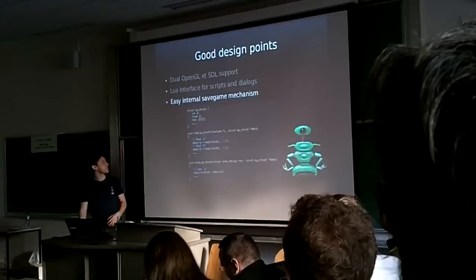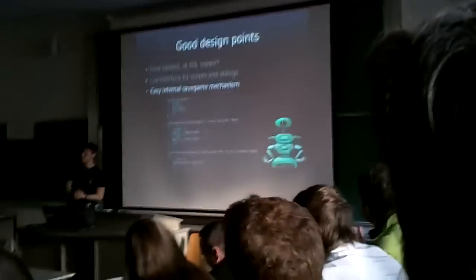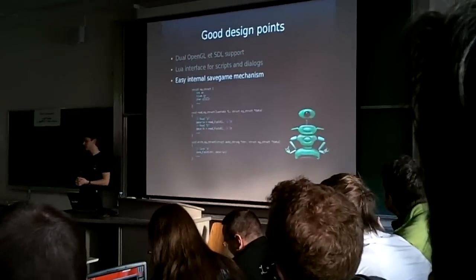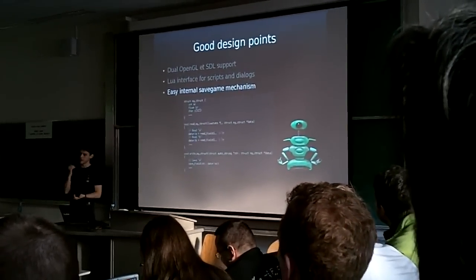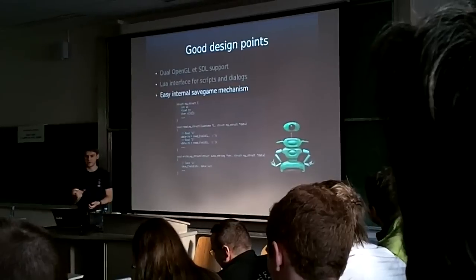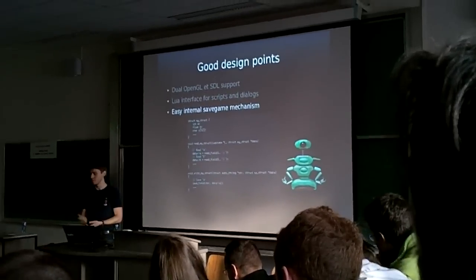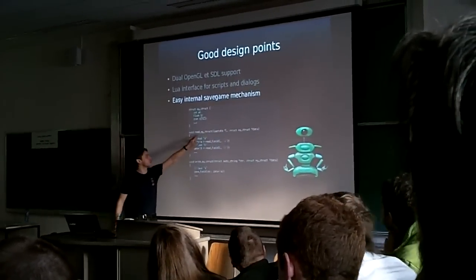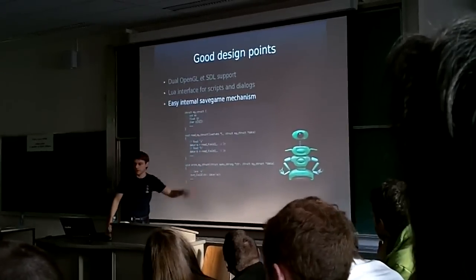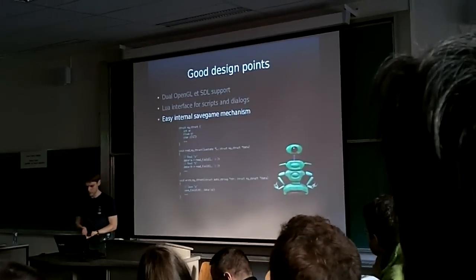Finally, we have an internal save game mechanism, because the engine is written in C. When you're in C, you have no way of listing the contents of a structure, so you have to do it by hand. You have to write the code by hand. What we have actually is a bit of Python script which parses the definition of the structures and outputs code like this, like read underscore name of the structure and write. So it does the saving of the game practically automatically.